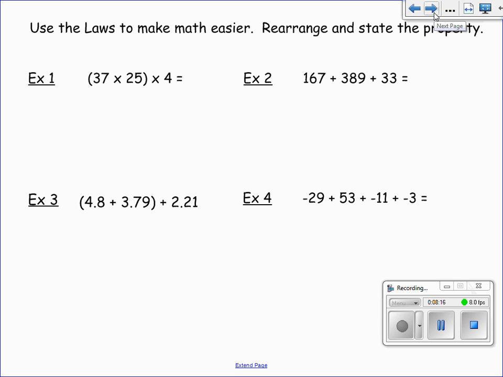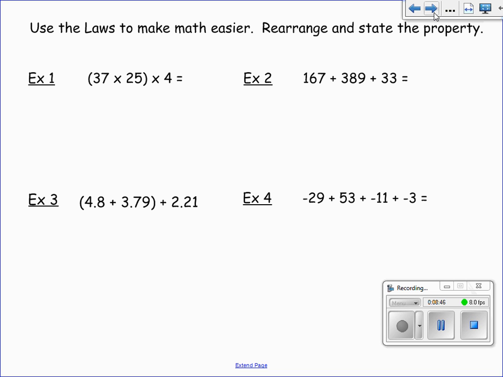Okay. You'll notice the directions here say, use the laws to make math easier. Yes, I love it when Mrs. Noble says, let's make it easier. Rearrange the problem and state the property you use, the property that allows you to make that change. Okay. So let's model that with example 1. We've got the problem of 37 times 25 times 4. What can we do in this problem to make this easy, y'all?